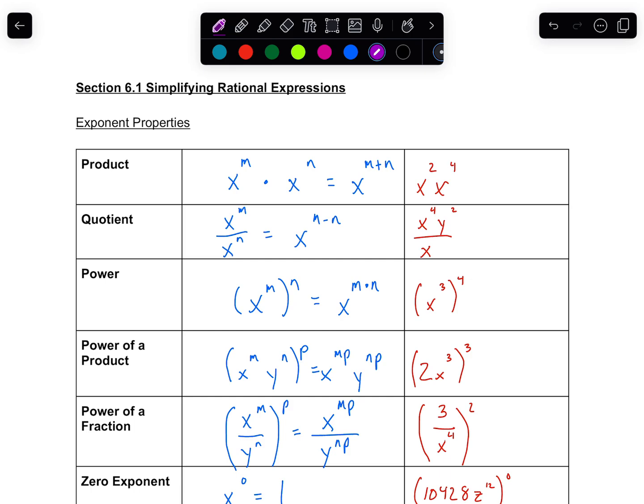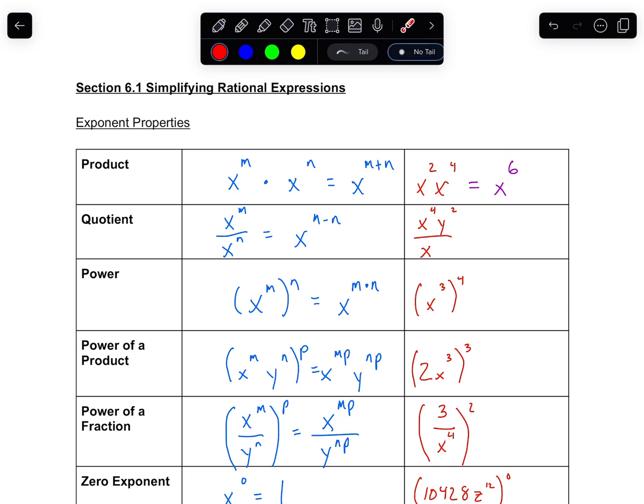So our first rule we have is our product rule. If we're multiplying two terms with the same base, we add their exponents together. So if I have x squared times x to the fourth, I would take 2 plus 4 and get x to the sixth, because between the 2 I'm multiplying here and the 4 I'm multiplying here, I have a total of 6 x's I'm multiplying together.